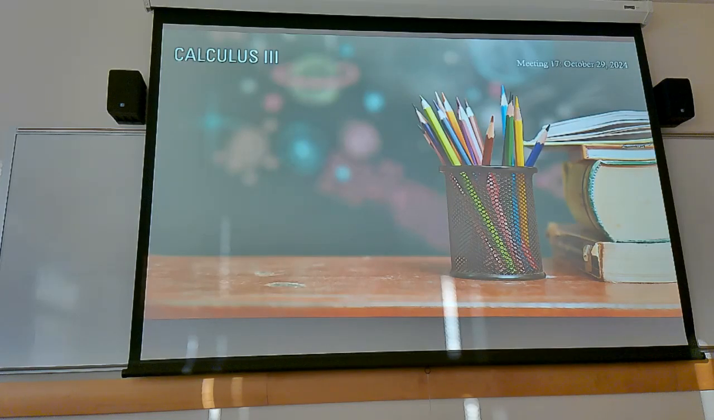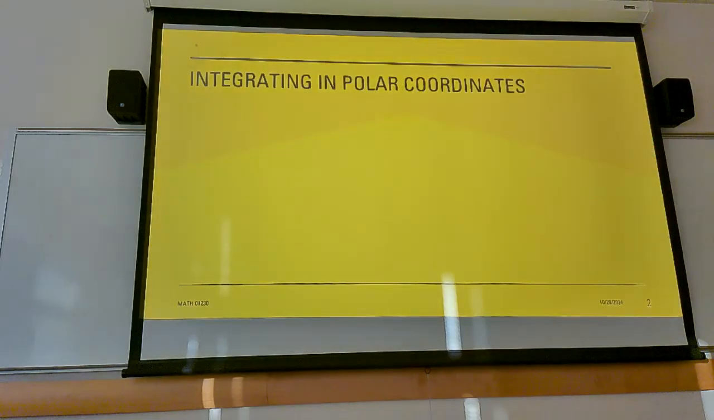Double integration we did last time. Double integration over general regions. Remember the problem that would be extremely difficult to do in rectangular coordinates. So that's the motivation for changing to polar coordinates.